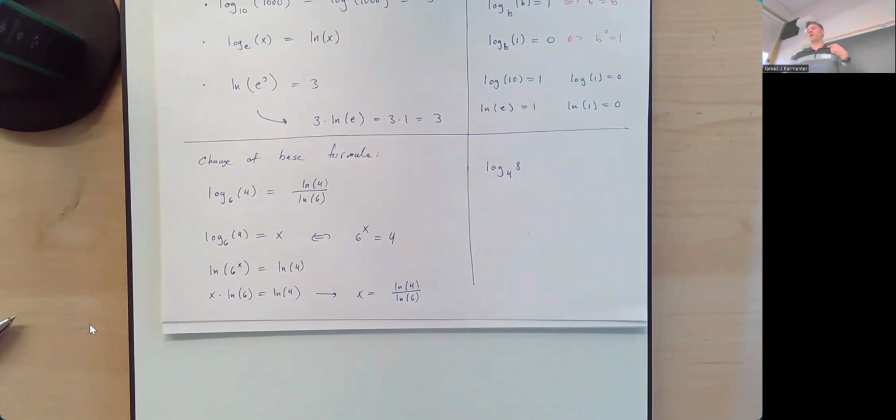What do I know about 4 and 8? Well, that's a terrible question. Let me ask a better question. What base do 4 and 8 have in common? What are 4 and 8 both powers of? Right, 4 is 2 squared, 8 is 2 cubed.